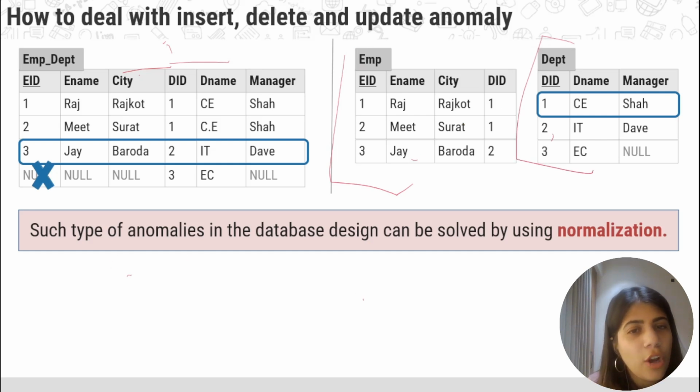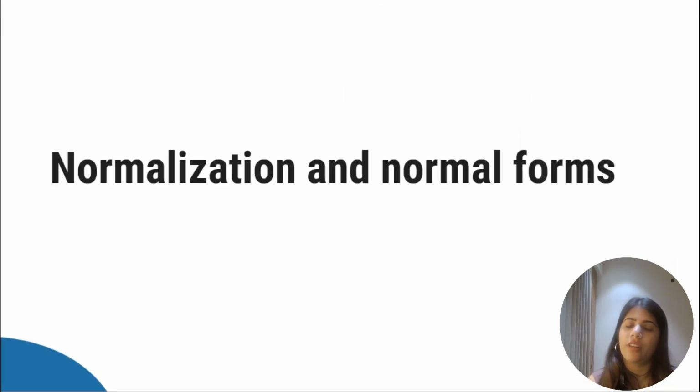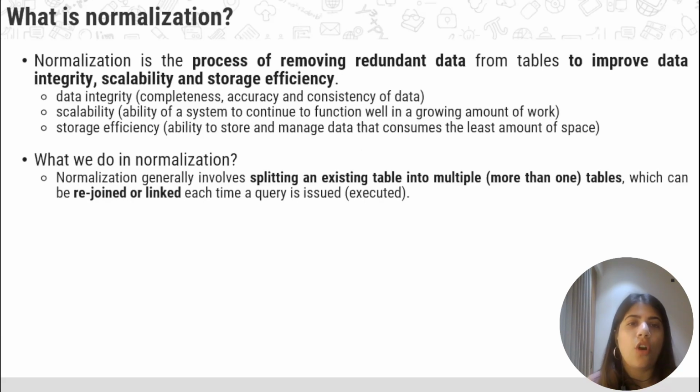So such type of anomalies in the database design can be solved by using normalization. Now this is another very important and a very good concept in database management system. So let's understand what is normalization and what are the normal forms which it has. Normalization is the process of removing the redundant data, the duplicate data from the tables to improve data integrity, scalability, storage efficiency. Because अगर duplicate data होगा तो storage भी बहुत ज़्यादा require करेगा.